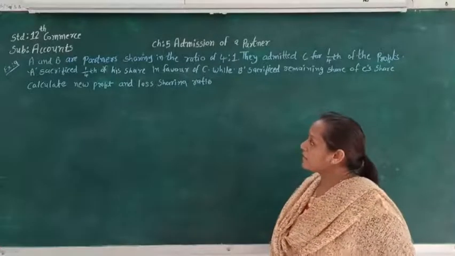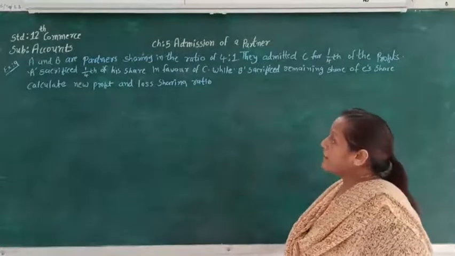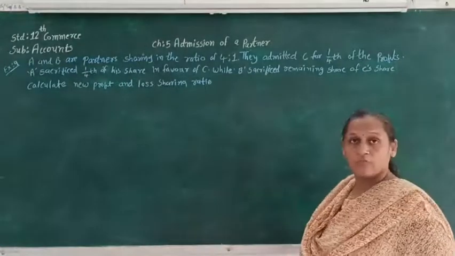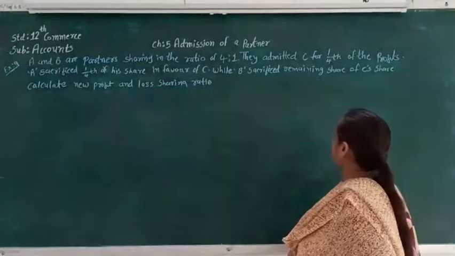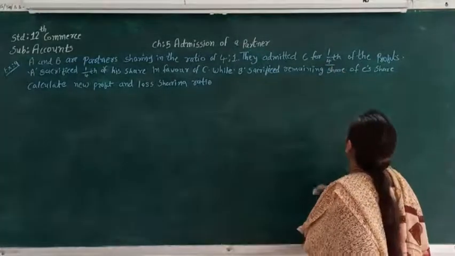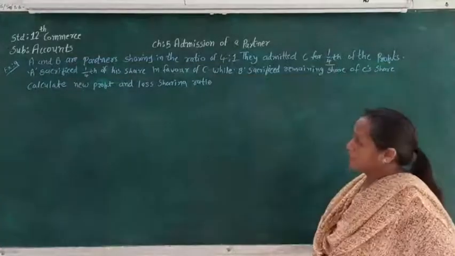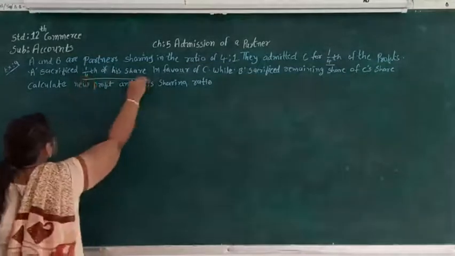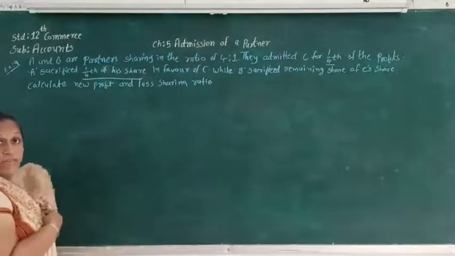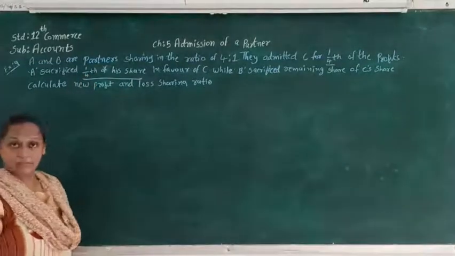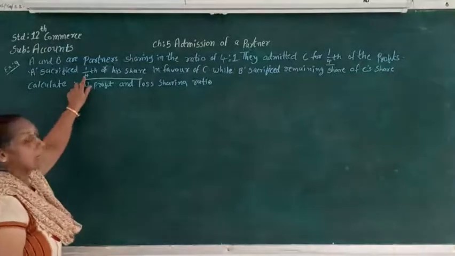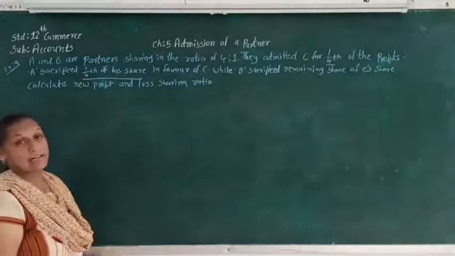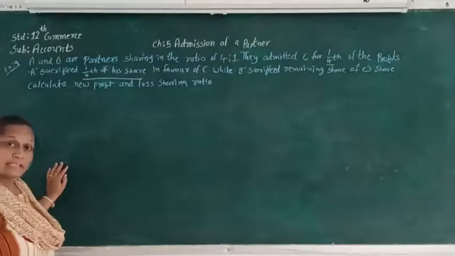See sum number 9. A and B are partners sharing profit and loss in the ratio of 4:1. They admitted C for 1/4 of the profit. A sacrificed 1/4 of his share. So here we have to find out A's sacrifice, because this is his share. So we have to multiply this 1/4 with his share, and so we are going to find out A's sacrifice.